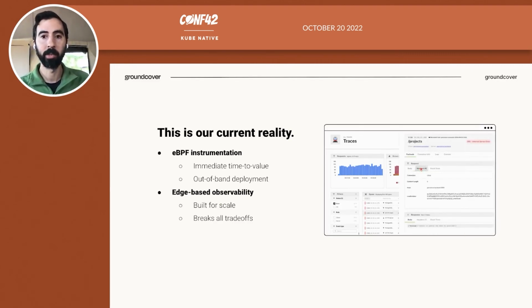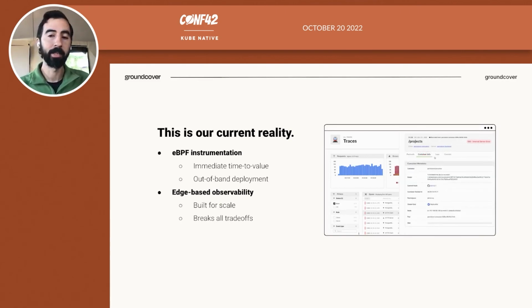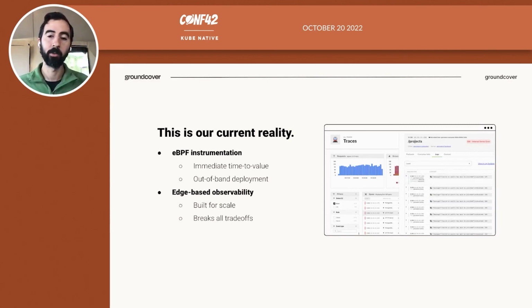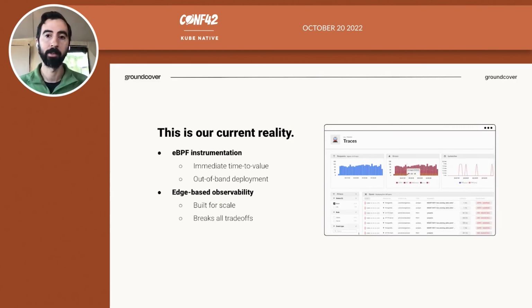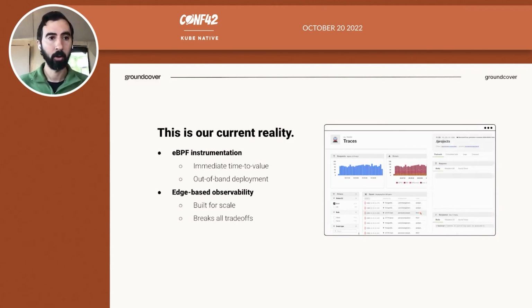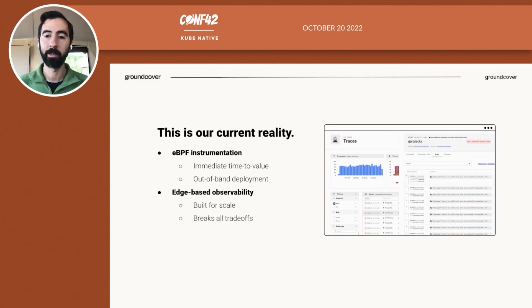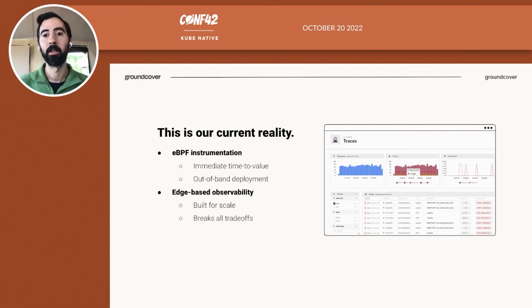One is that we use eBPF instrumentation instead of SDK instrumentation inside the code. Basically, what it means is that first we allow an immediate time to value, because we don't require any R&D effort in integrating our solution into their code. But we also support this out-of-band deployment, which we just talked about, which allows us to take complex decisions and create a sophisticated eBPF agent that can carry most of the load of their observability at the edge, where the data actually is.